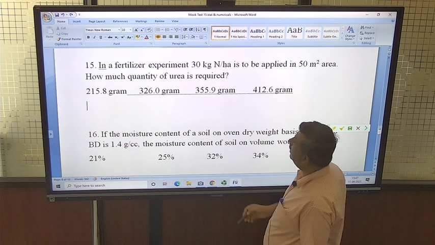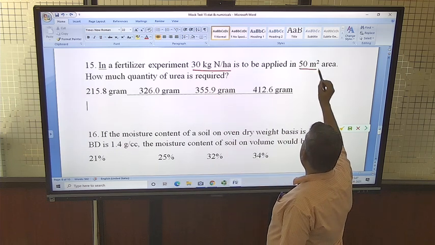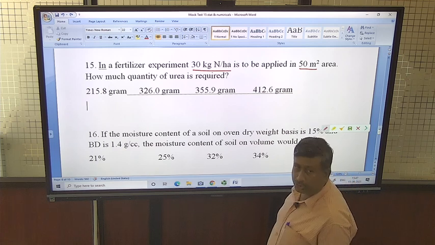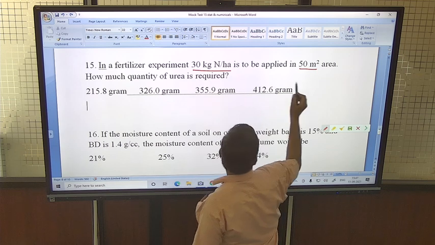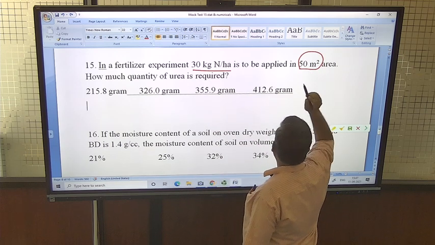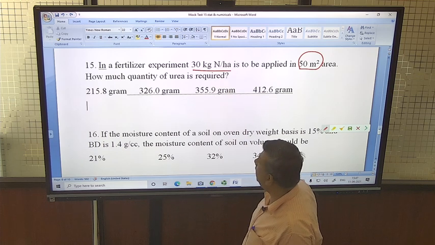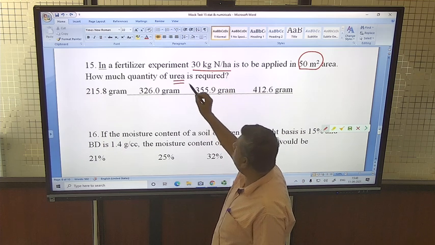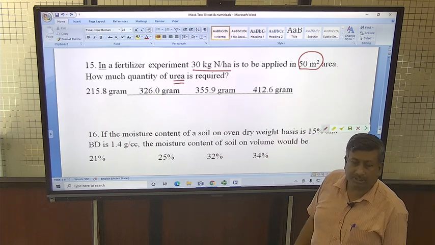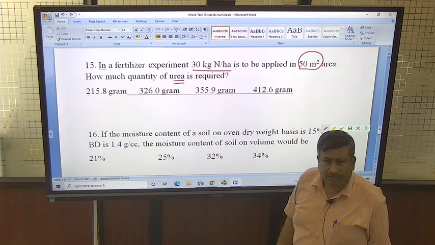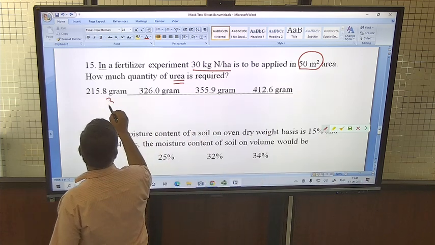In a fertilizer experiment, 30 kg nitrogen per hectare is to be applied in 50 square meter area. How much quantity of urea is required? So here area is 50 square meter and rate is 30 kg nitrogen per hectare, and question is asked about urea. So first calculate how much nitrogen is required in 50 square meter area. So application rate is 30 kg.